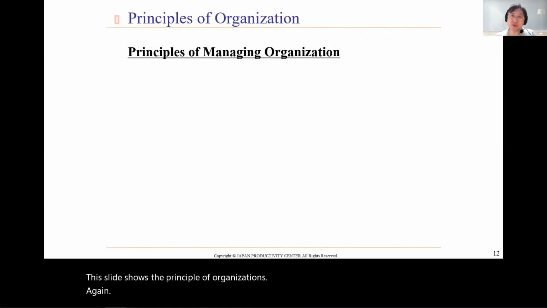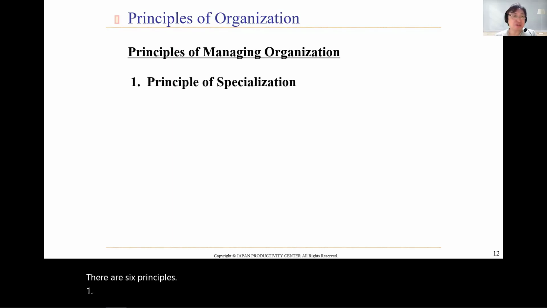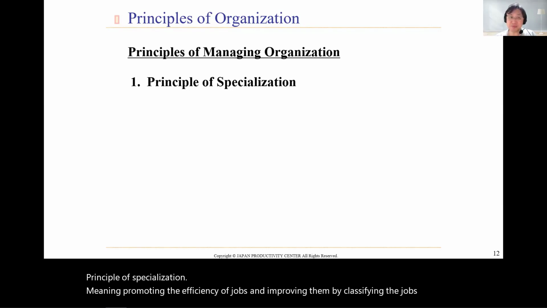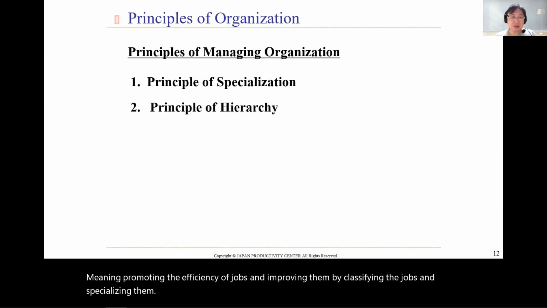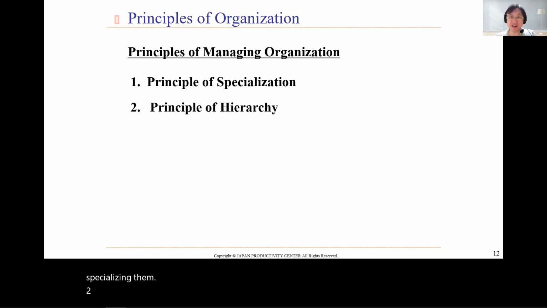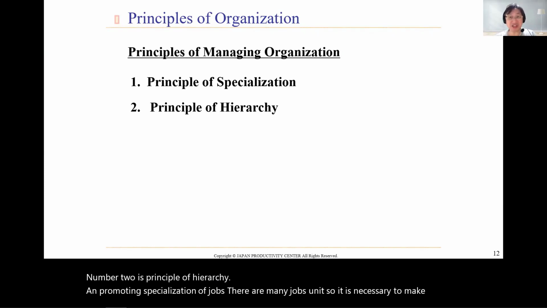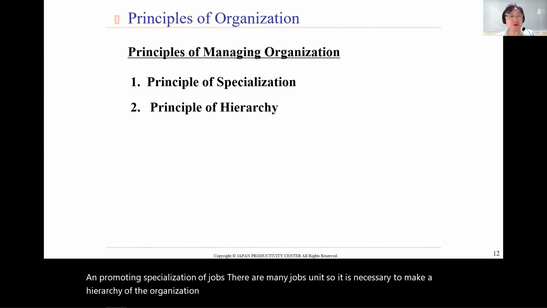This slide shows the principles of organization. There are 6 principles. 1, principle of specialization, meaning promoting the efficiency of jobs and improving them by classifying the jobs and specializing them. Number 2 is principle of hierarchy. In promoting specialization of jobs, there are many job units, so it is necessary to make a hierarchy of the organization and specify each responsibility.